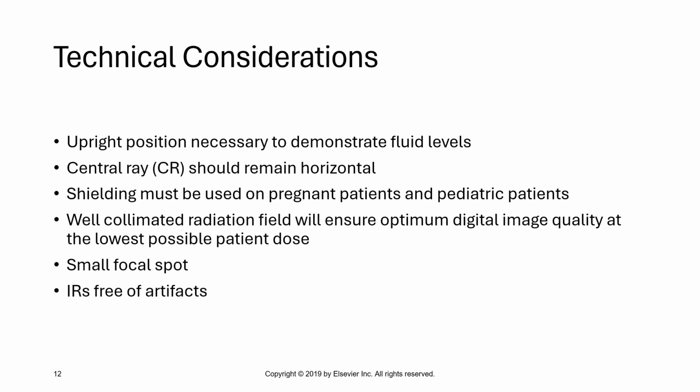Central ray should be horizontal. If you're trying to capture an air fluid level pathology and the patient can't quite get in the right position, you know how we sometimes say, let's adjust the tube to compensate for the lack of mobility, rotation, or obliquity of the patient or their body part. You can't do that with a sinus evaluation, because you do need that horizontal x-ray in order to get that air fluid level sign.